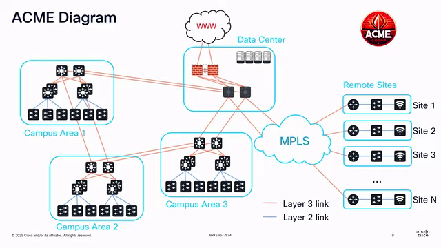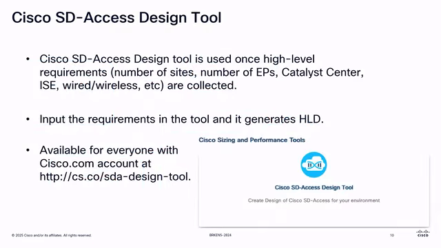So once you have a high level of understanding of the number of endpoints, number of switches, number of sites, network topology, the next best step is to use the SDA design tool. It's available on the URL listed on the slide, available for everyone with Cisco accounts, so no entitlement required. Just log in. It asks you a series of questions.